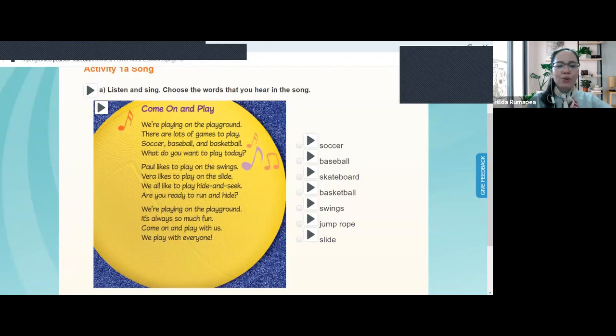What do you like to do on the playground? Remember, last time on the textbook, we have discussed what do you like to do on the playground? Yeah, and then you have already answered using the form I like to play skateboard or baseball, or I like to jump rope, and etc.